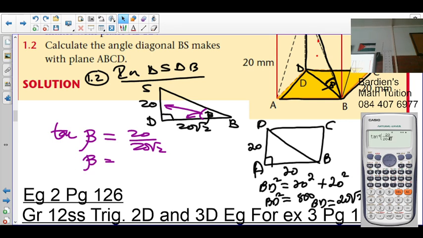Well, let's just put the root 2. 1 over root 2 will give you 35,26 degrees. Okay.